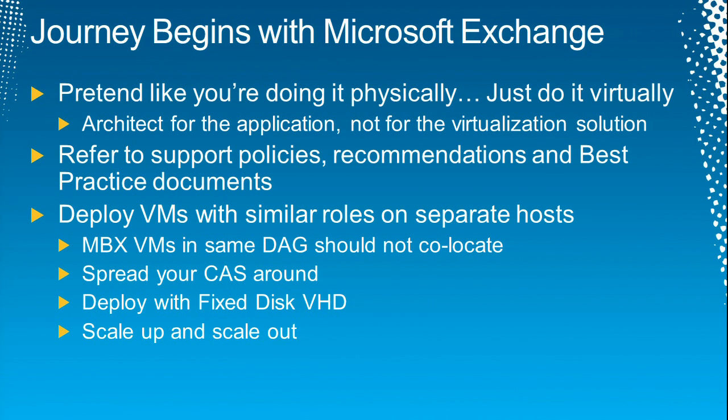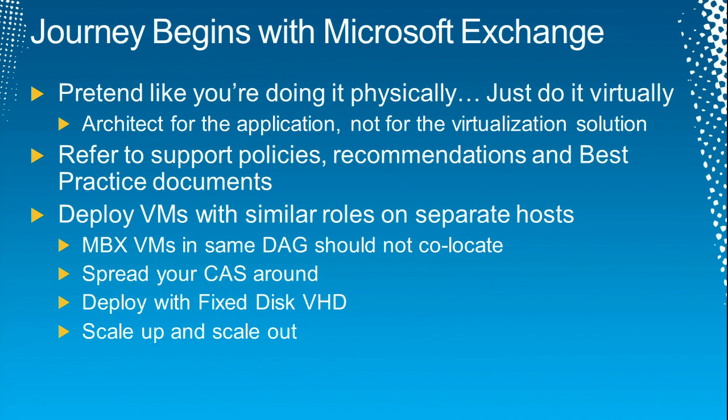A couple of best practices that I've thrown in here: mailboxes that you're virtualizing from the same DAG should not co-locate. So separate those out for workload, ensuring that you don't run into performance problems. Spread your CAS around, and this goes with the hub servers as well. Ensure that those front-end servers are spread out, so that they can be performance intensive.